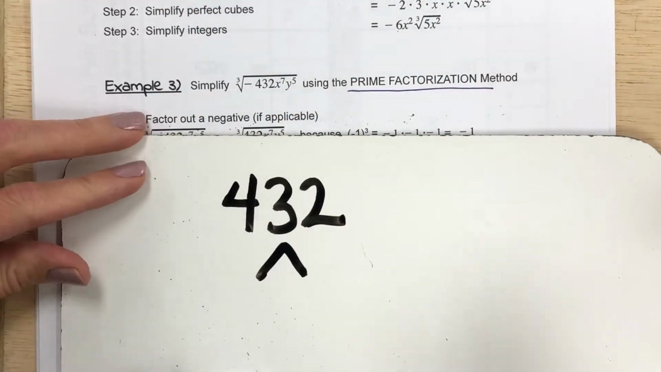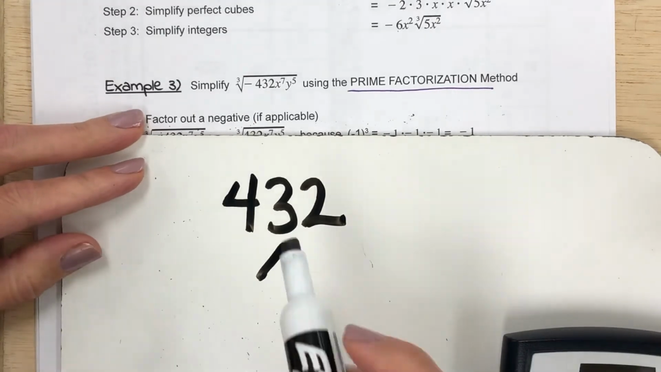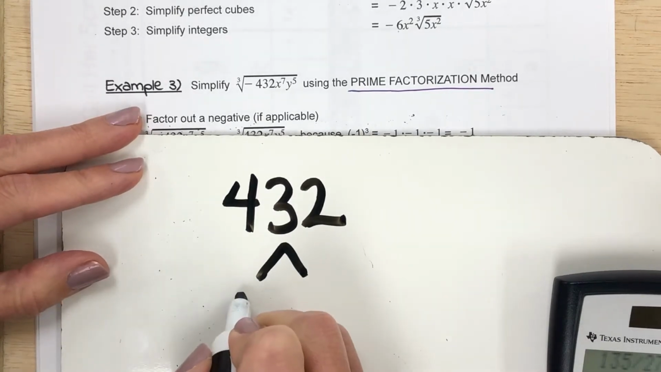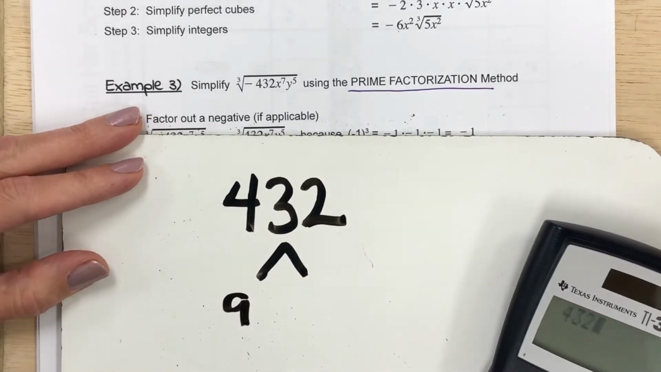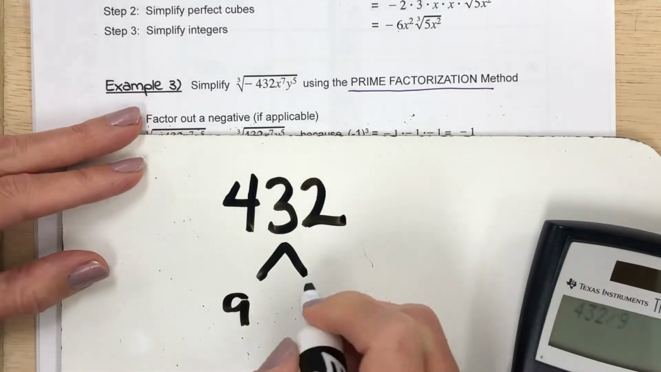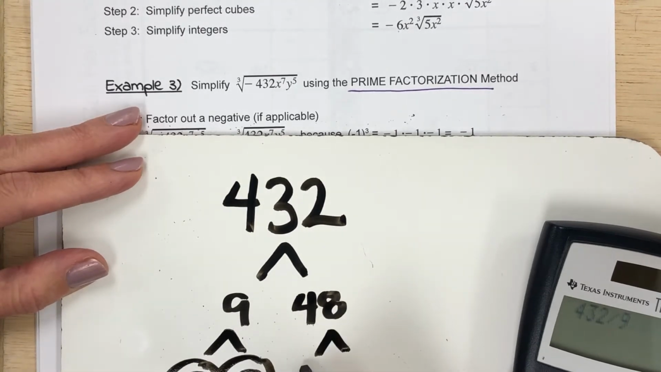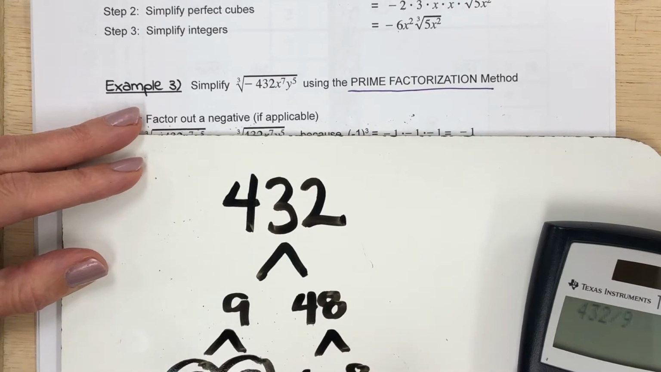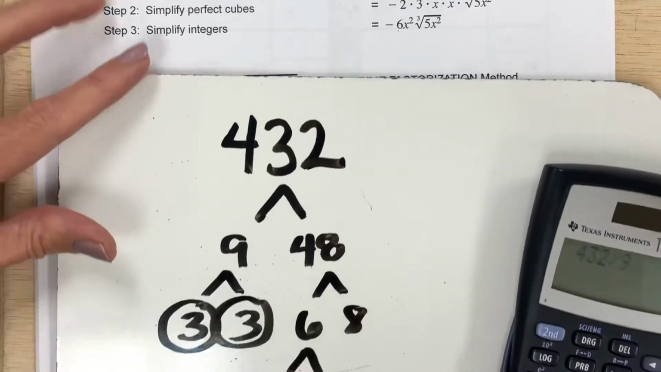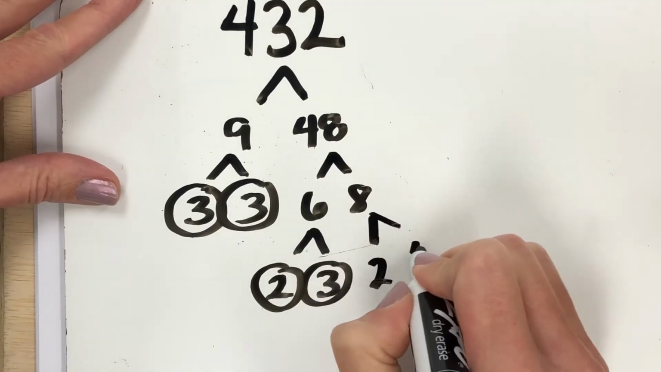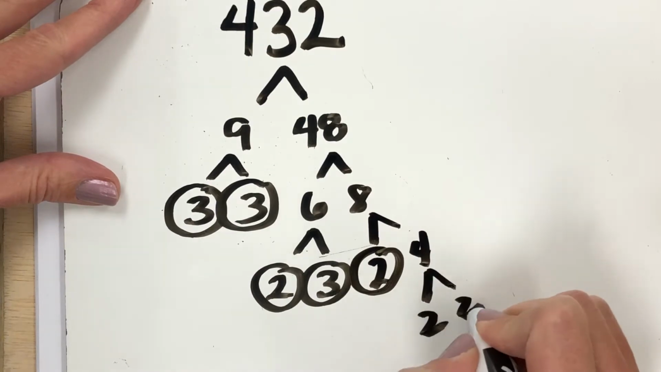Lots of different ways I could do this. I'm going to divide 432. Let's see, 4 plus 3 is 7, plus 2 is 9. I know this can be divisible by 9. So 432 divided by 9 is 48. So 9 times 48. I'm going to break 9 into 3 and 3, and I'm going to circle them once I have my prime numbers. 48 I could break up into 6 and 8. 6 I could break into 2 and 3. And then 8 I could break up into 2 and 4. And I could break that into 2 and 2.